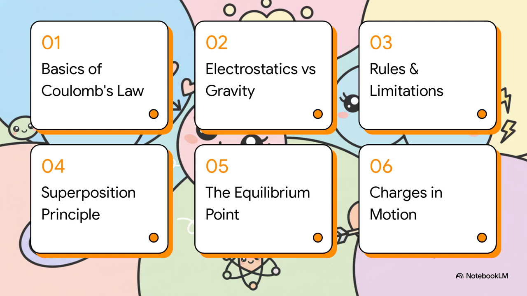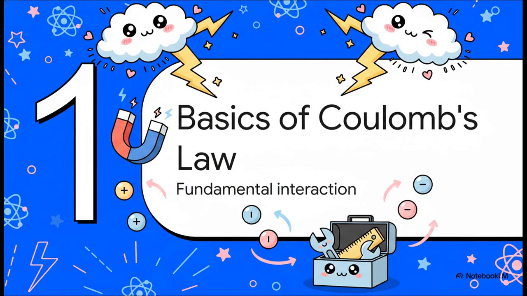So here's our roadmap for today. We'll start with the basics of Coulomb's law, then compare electrostatics versus gravity. After that, we'll cover the rules and limitations, dive into the principle of superposition, find the equilibrium point, and finally, look at what happens with charges in motion. All right, Section 1. Basics of Coulomb's law, the fundamental rule of charge interaction.